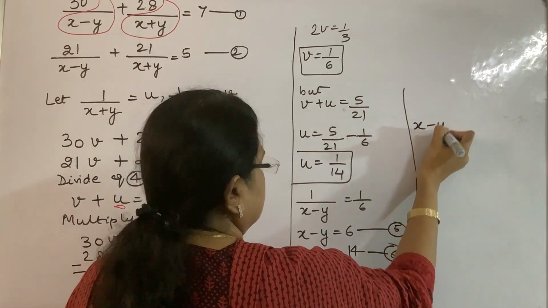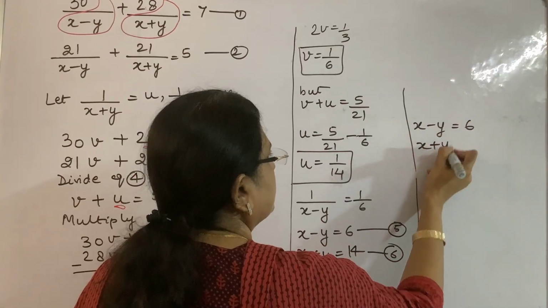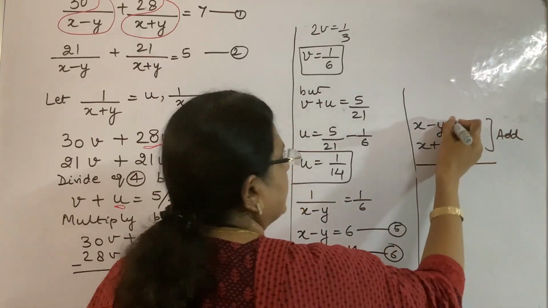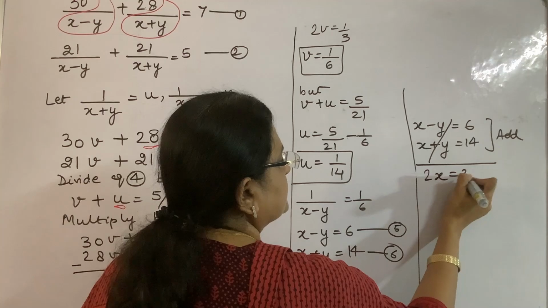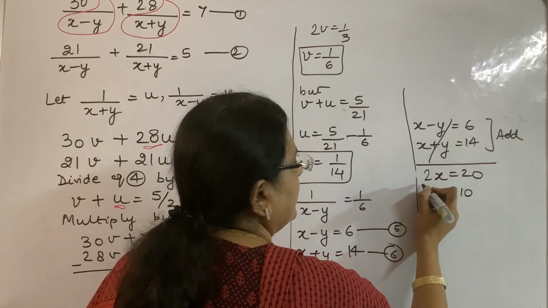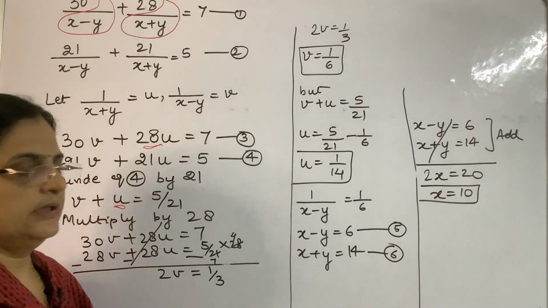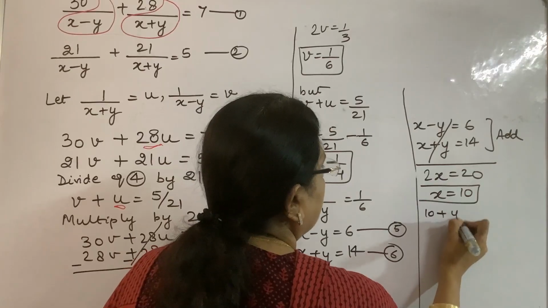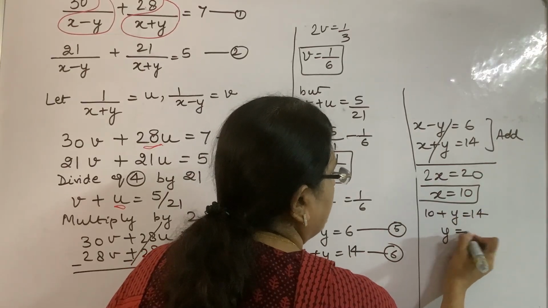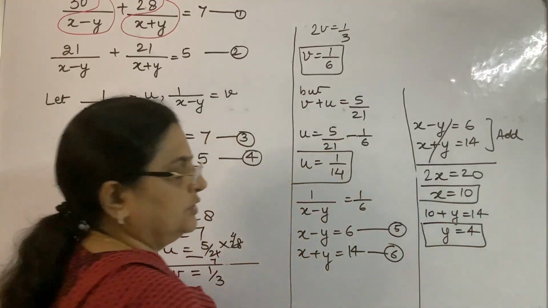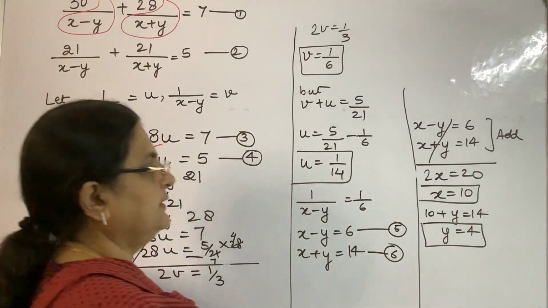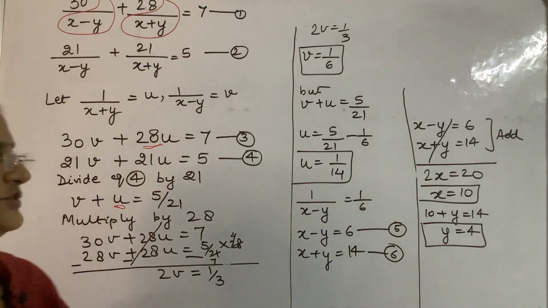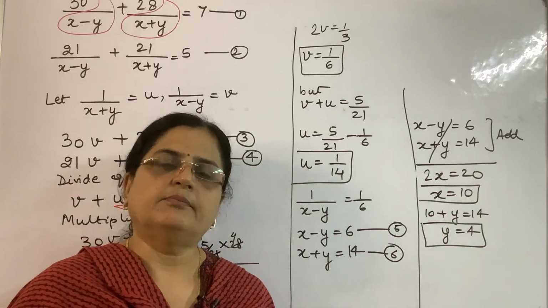So x minus y is equal to 6 and x plus y is equal to 14. You add both these equations, this cancels out, you get 2x is equal to 20, or x is equal to 10. Substitute, you will get 10 plus y is equal to 14. So y you will get as 4. So you can say that the speed of the boat is 10 km per hour and the speed of the stream is 4 km per hour.